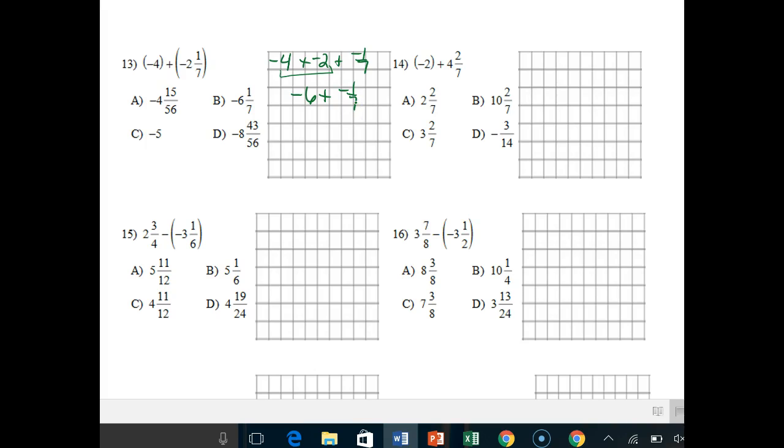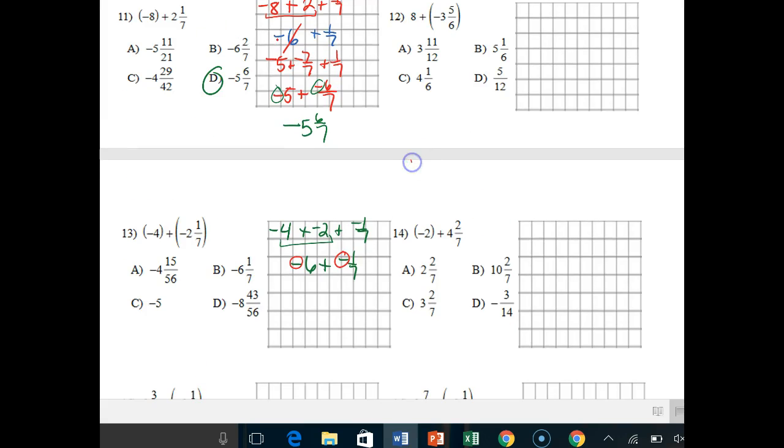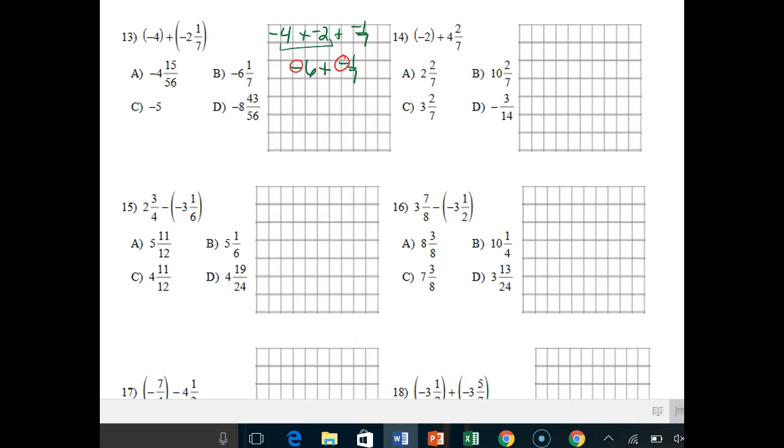Major difference between this problem and my last problem. Notice in this problem, you have the same sign. They're both negatives. Notice in my last problem, you had different signs. One was negative, one was positive. So in this case, I do not need to borrow. I can just smash them together. Negative 6 and 1/7 is your answer.